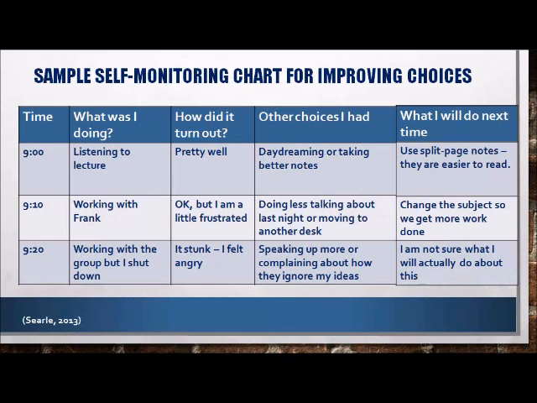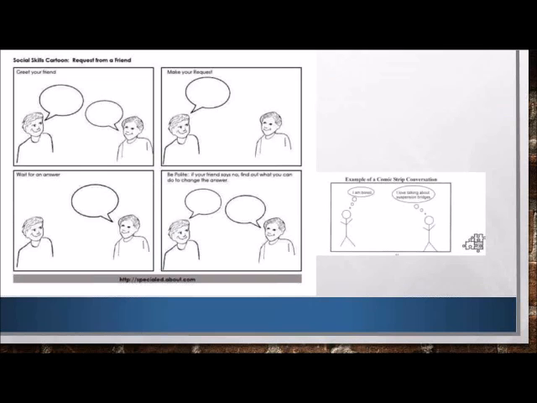Okay. And then here's a sample self-monitoring chart. And this is similar to some of the other ones we were looking at. So what was I doing? Listening to a lecture. Turned out pretty well. I could have been daydreaming or taking notes, but I didn't. And next time, I'm going to use these split pages notes. They're easier to read. So that kind of helps with self-monitoring. And then cartoons are helpful to really point out what happened.